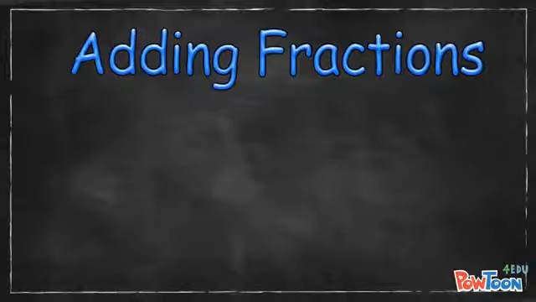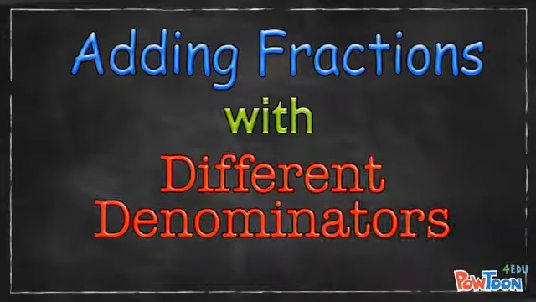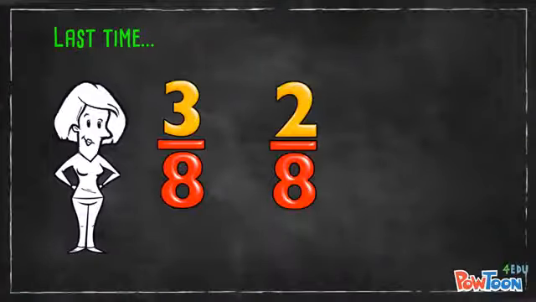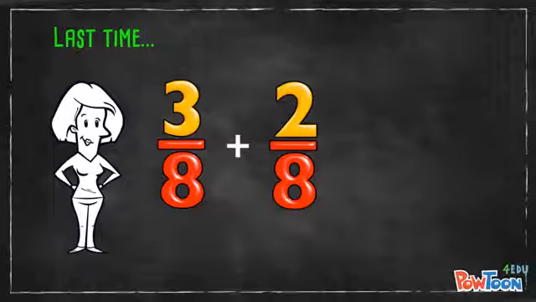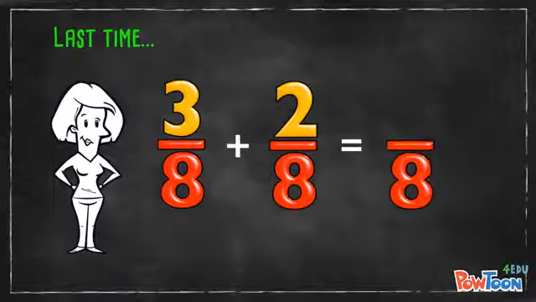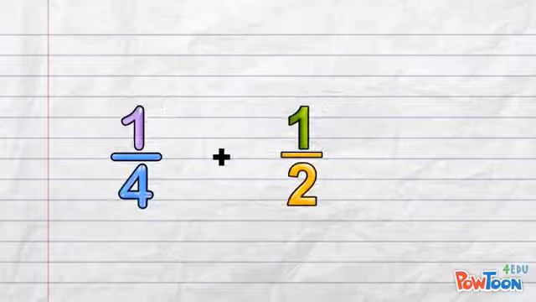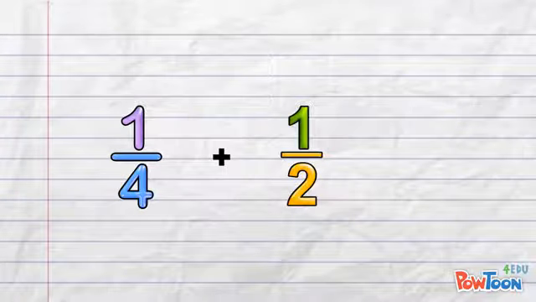Adding fractions with different denominators. Last time, when we added fractions that have a common denominator, we learned that we keep the denominator and just add the numerators. That's easy enough. This time, we'll add these fractions with different denominators.